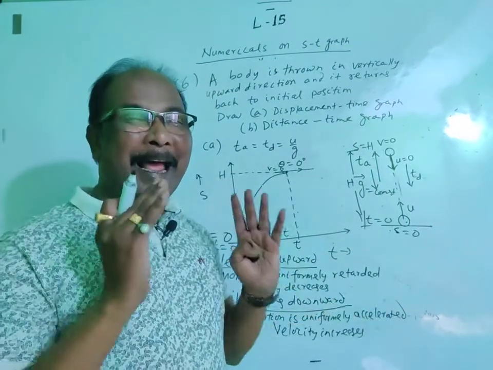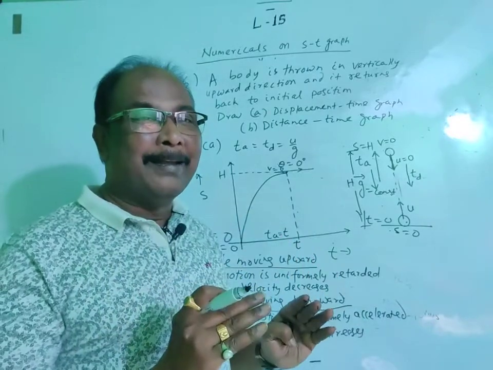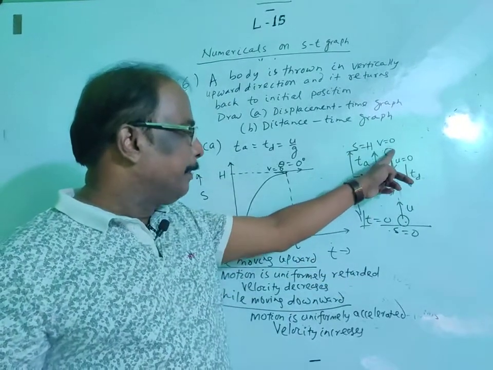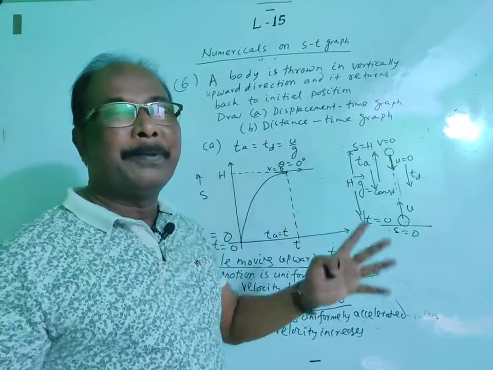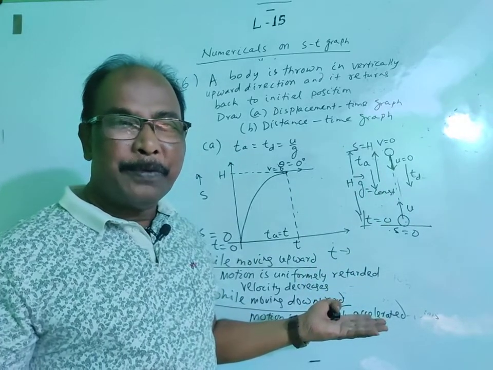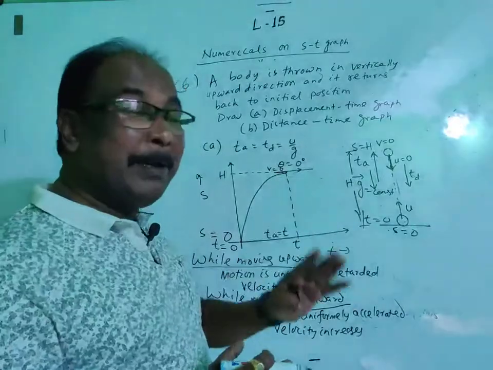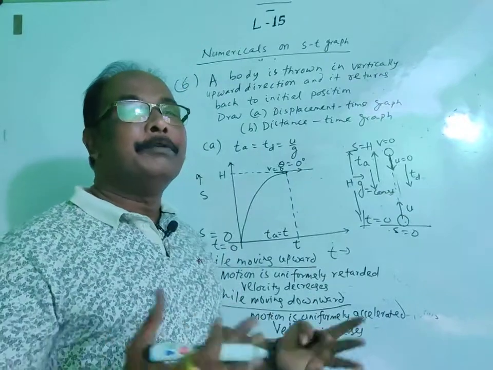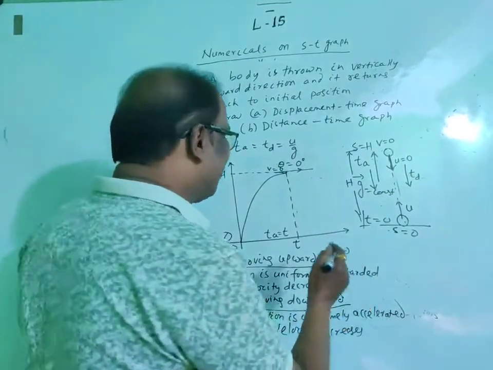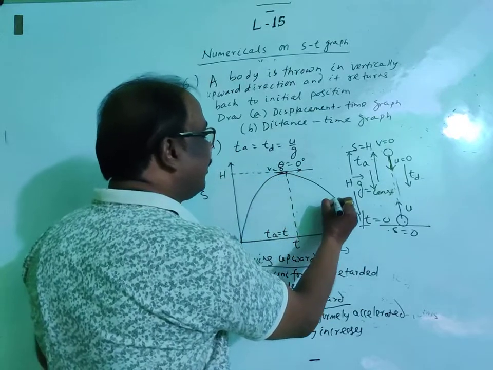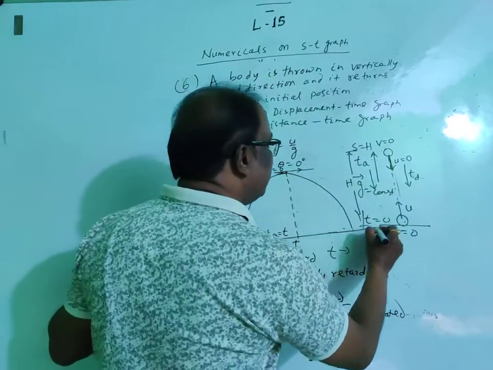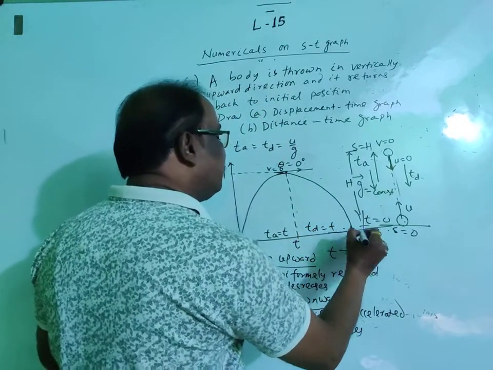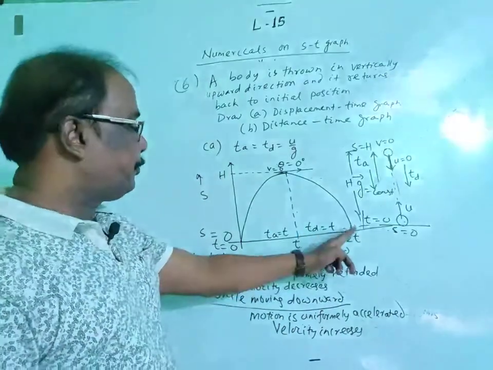During the time of descent, the body has travelled the same magnitude of displacement, moving upward and returning in the downward direction through the same distance h. The time taken is the same, meaning time of ascent is equal to time of descent, and the final position is the same as the initial position. So what will happen now? The body will return back and finally reach its initial position. So this is the time of descent, again t. So total time is 2t. This is t, this is t.